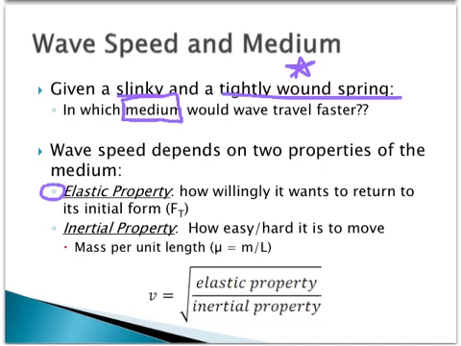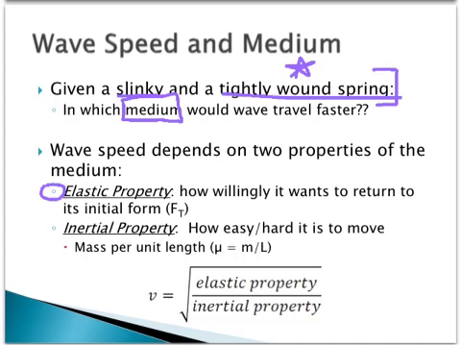You think of the term elastic, what that means is that anything that's elastic always wants to return to its initial shape. So the elastic property is how willingly that object wants to return to its initial form. So compare the spring to the slinky. The spring has that more elastic property. It wants to return to its initial shape, where the slinky, if you stretch it out, will usually stay stretched out. It's not going to want to, as much as the spring does, return to its initial form.